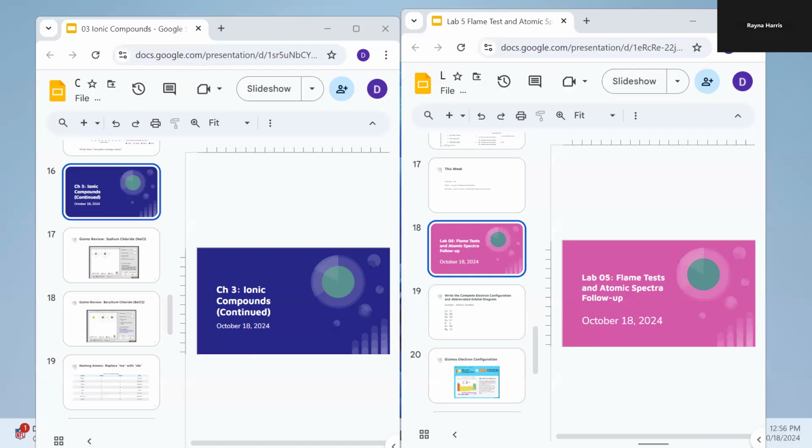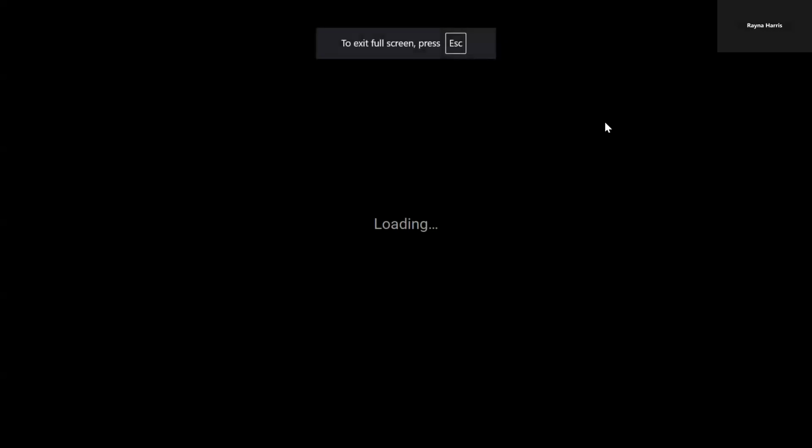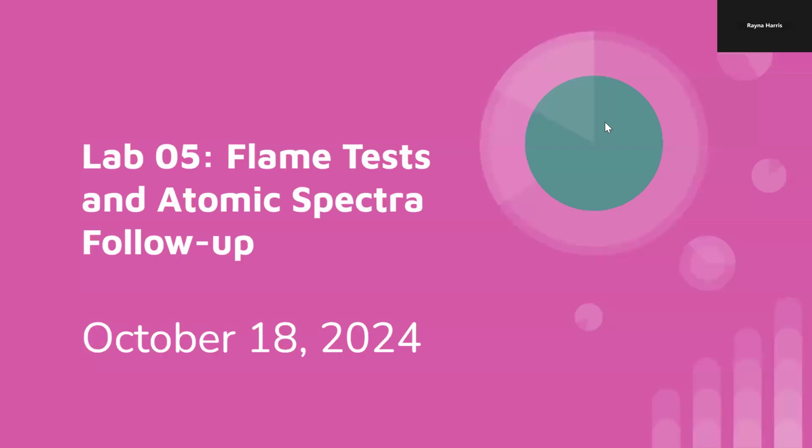So if y'all all have your computers, I want to go back. I'll go to this slide. I'm going to revisit this flame lab really quickly because some of y'all were a little confused about the very last page of the flame lab. So I didn't make it due last night. I made it due at midnight tonight, because I want you to be able to revisit this last page.